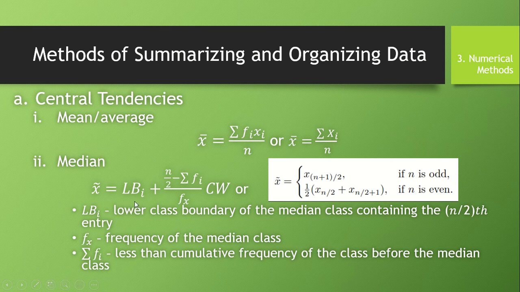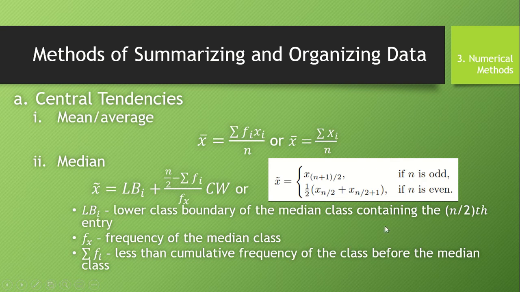For grouped data, we will be using the lower class boundary of the median class containing the n halved entry. That would mean if our n is equal to 40, then half of n is 20. So the class interval that contains the 20th data will be your median class, and we have to get the lower class boundary of that, the frequency, and the less than cumulative frequency of the class before the median class, meaning the previous class interval.